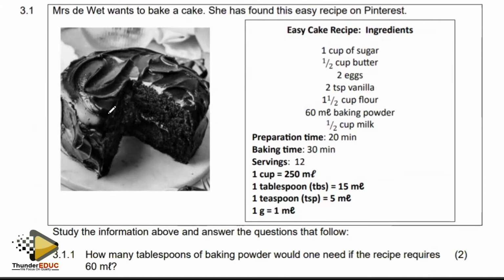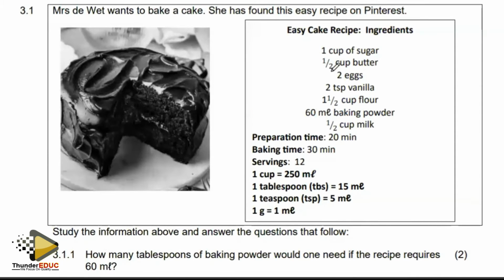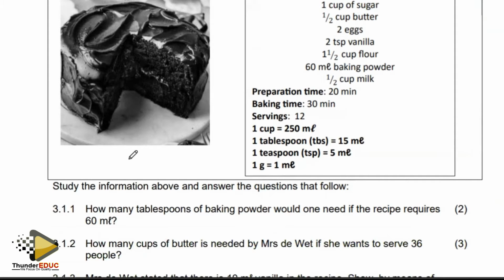Mrs. Devet wants to bake a cake. She has found this recipe on Pinterest. Easy cake ingredients, and this is what we need. These are materials we're going to use to bake a cake. Study the information and answer the questions that follow.